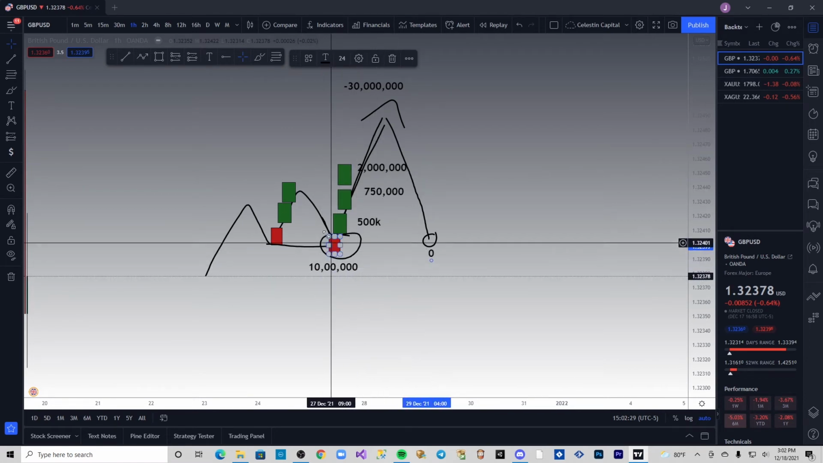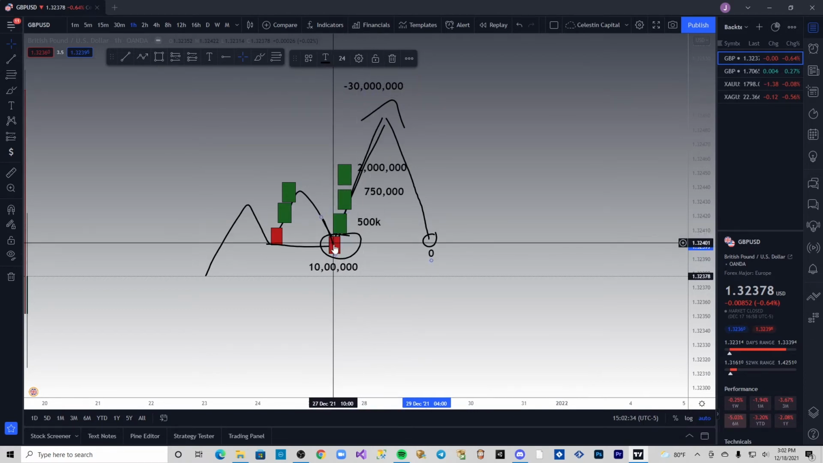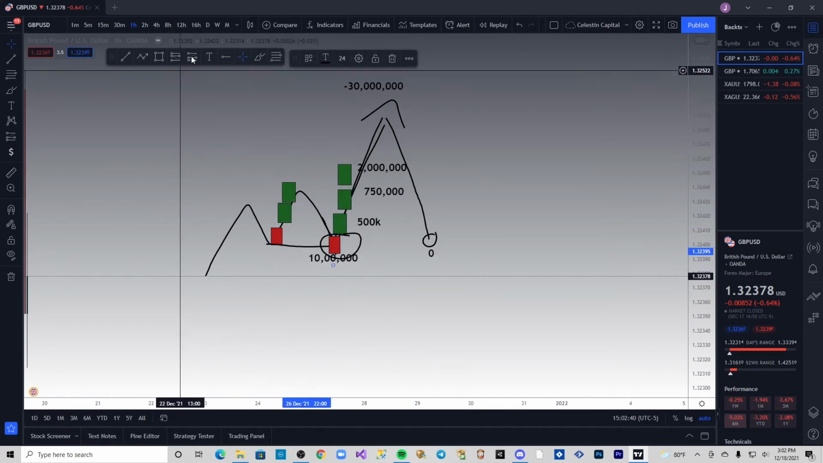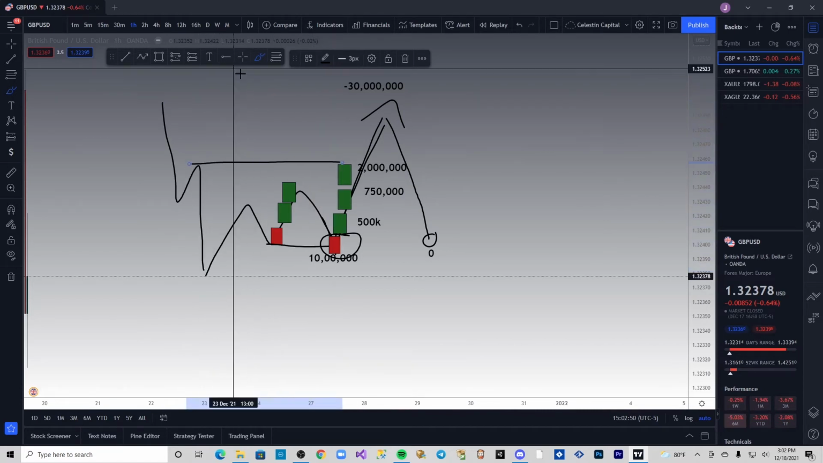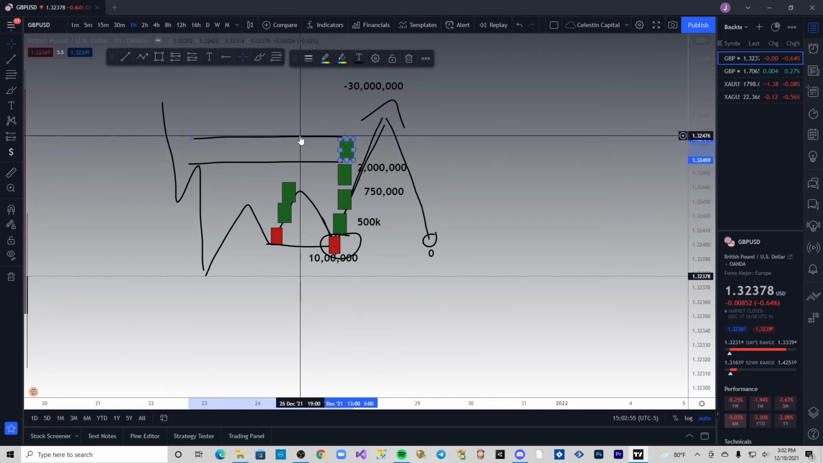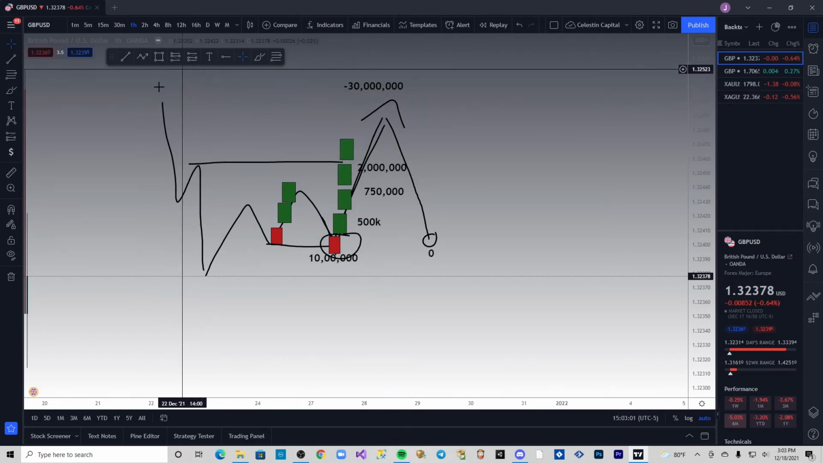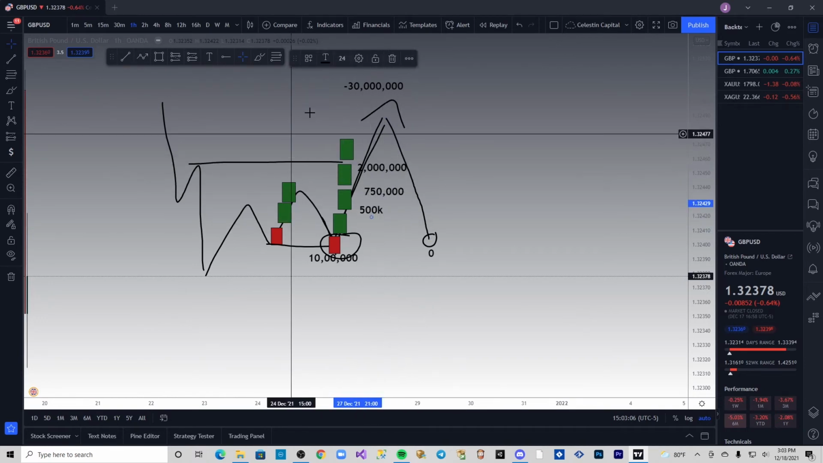So again, let me recap. We go from 10 million to negative 30 million within this sell position. This is part of the sell position. But on the buy, he's making money from liquidity that was up here. So people whose stop losses are over here are being taken out with these buys. Everyone whose stop losses are over here is being taken out with these buys. So as the market continues up, he's taking out the sell side liquidity. So he's making money, which is this right here, 500K, 750K, 2 million, right?